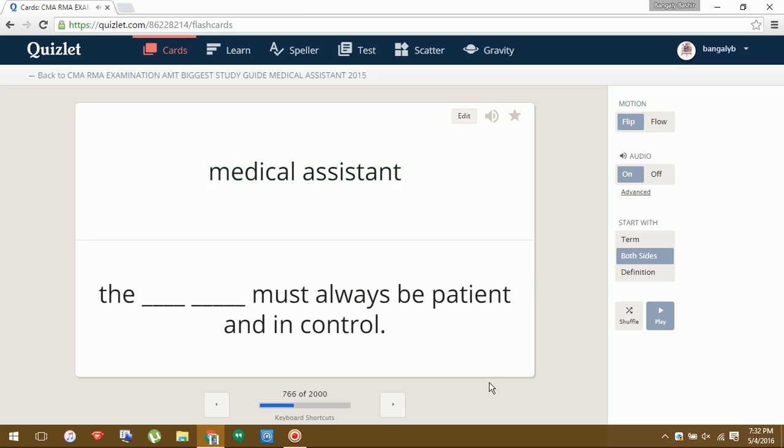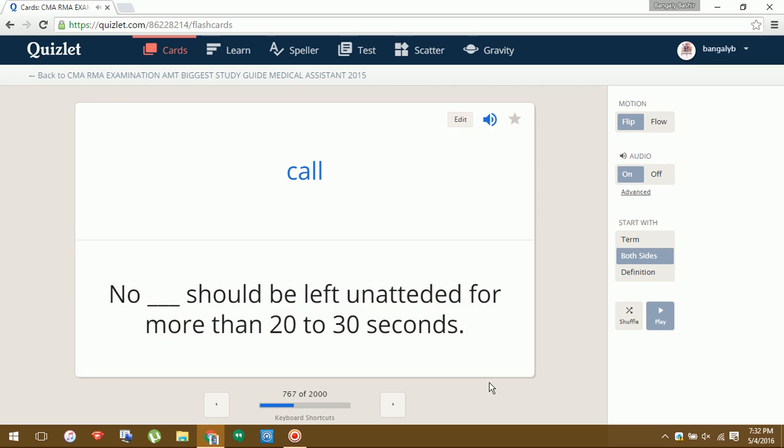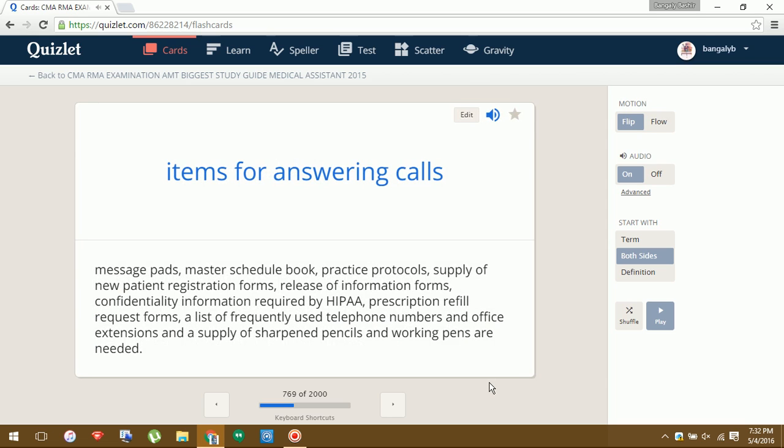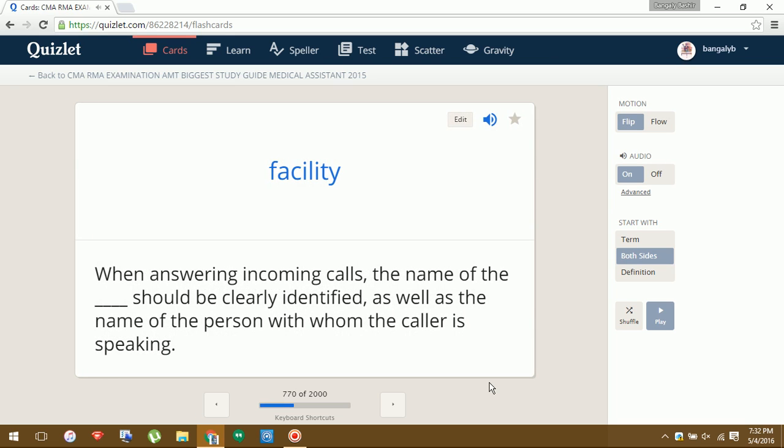Medical assistant. The medical assistant must always be patient and in control. Call. No call should be left unacted for more than 20 to 30 seconds. Personal. Personal calls should not be permitted in the medical office because the busy lines are intended for business. Items for answering calls.